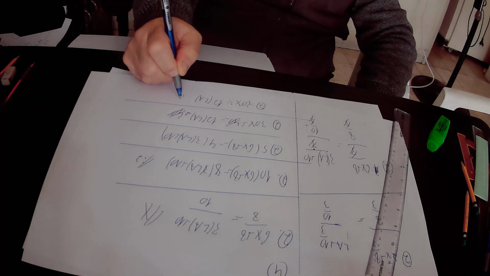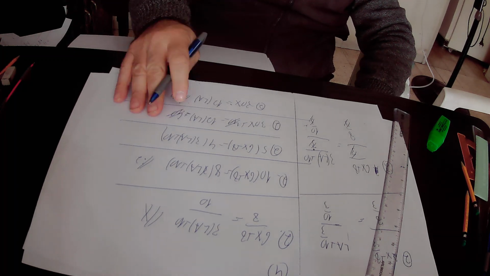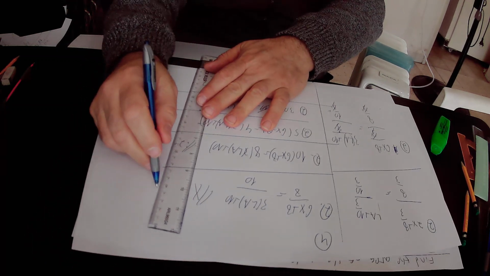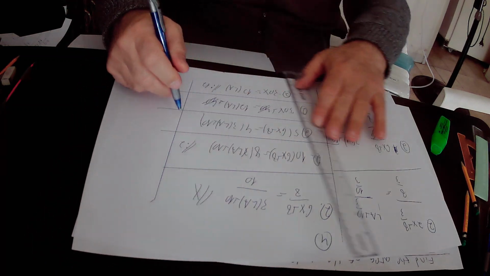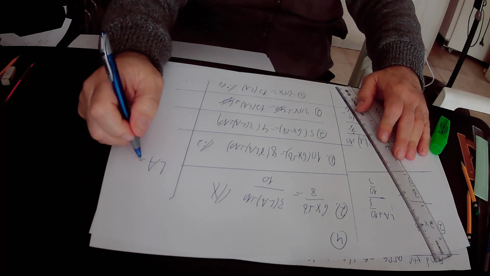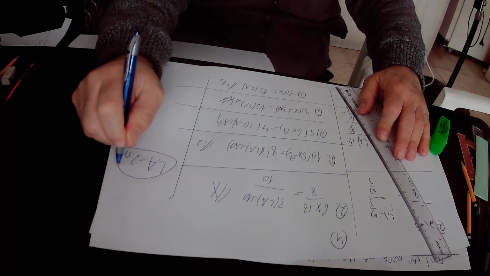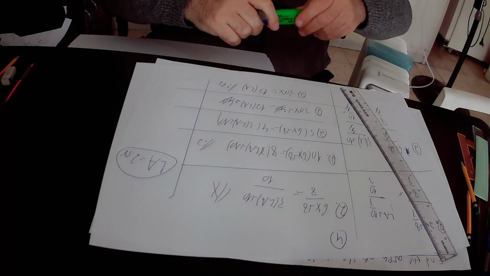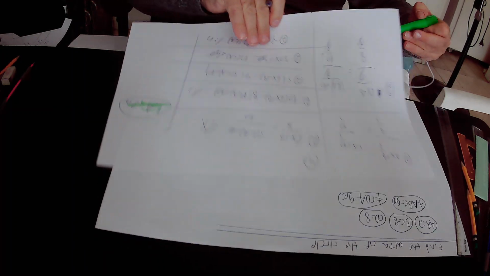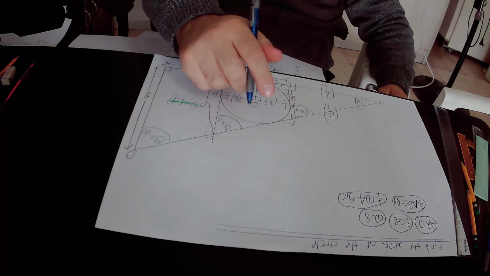Here we divide this equation 2 by 12. And finally, we'll get that LA equals 30x over 12, that is 2.5x. Okay, so the length of this LA equals 2.5x.